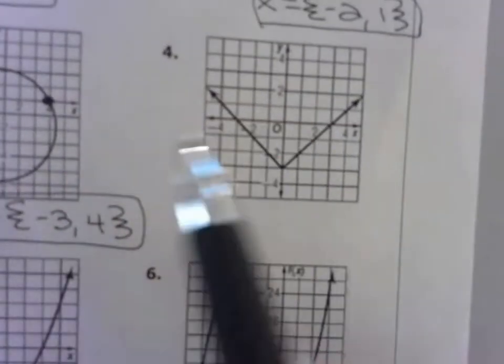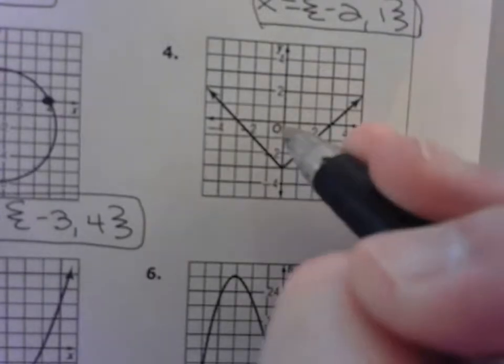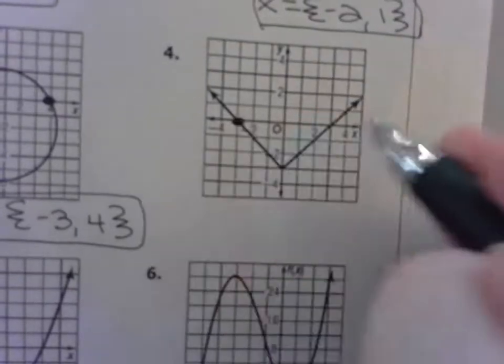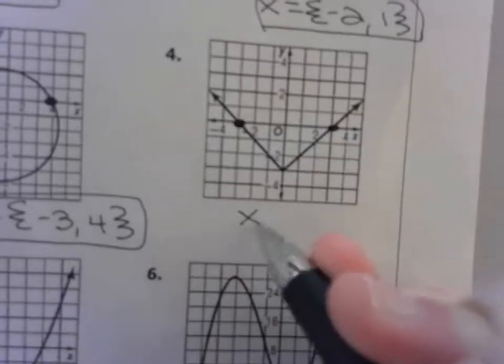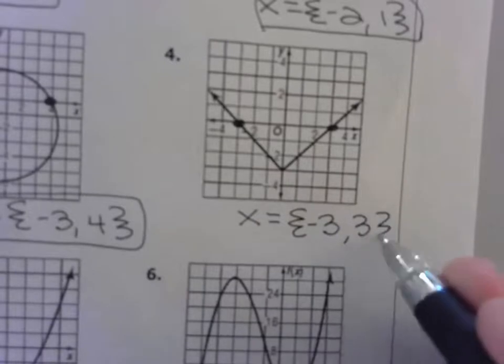Okay, how about 4? Let's look at 4. This is an absolute value graph, which you'll get to later. Where does this absolute value graph cross the x-axis? What are the zeros? -3 and 3. So x is -3 and 3.